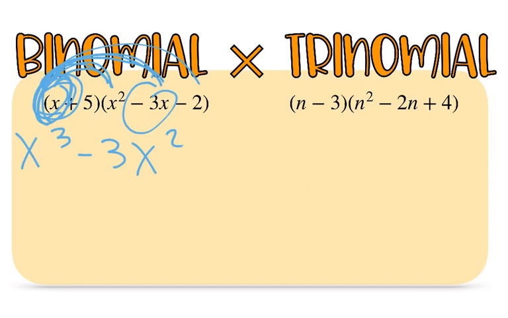All right, and then last one, I need to do x times negative 2. That gives me negative 2x. I should write that in the same color probably.